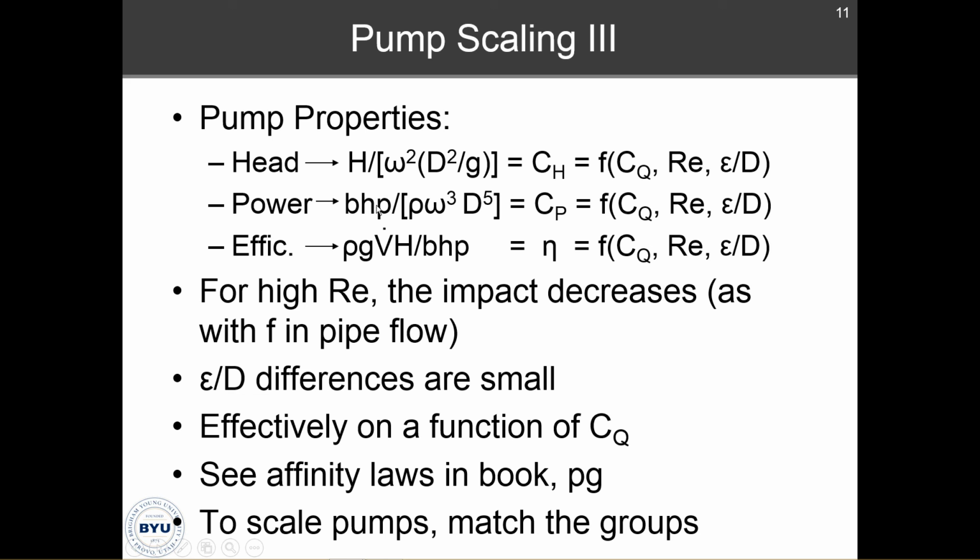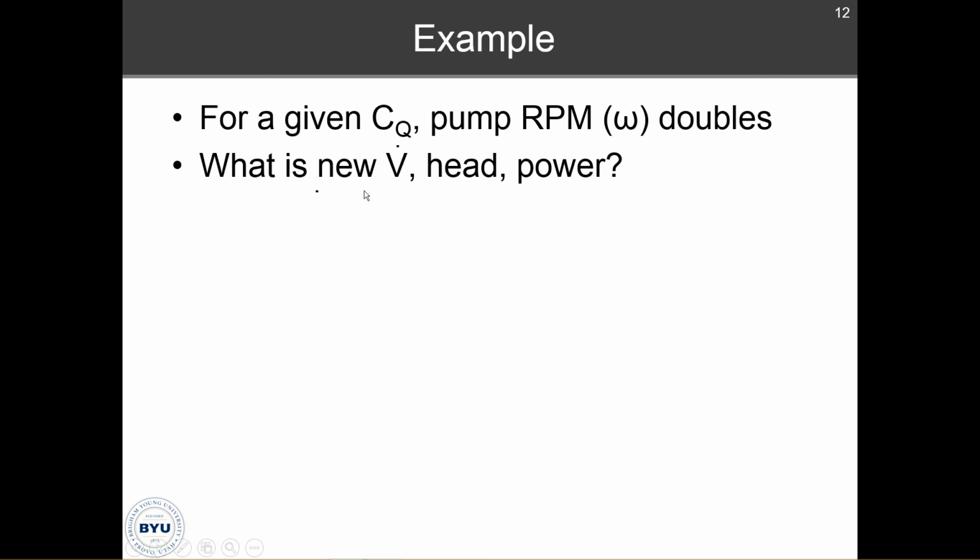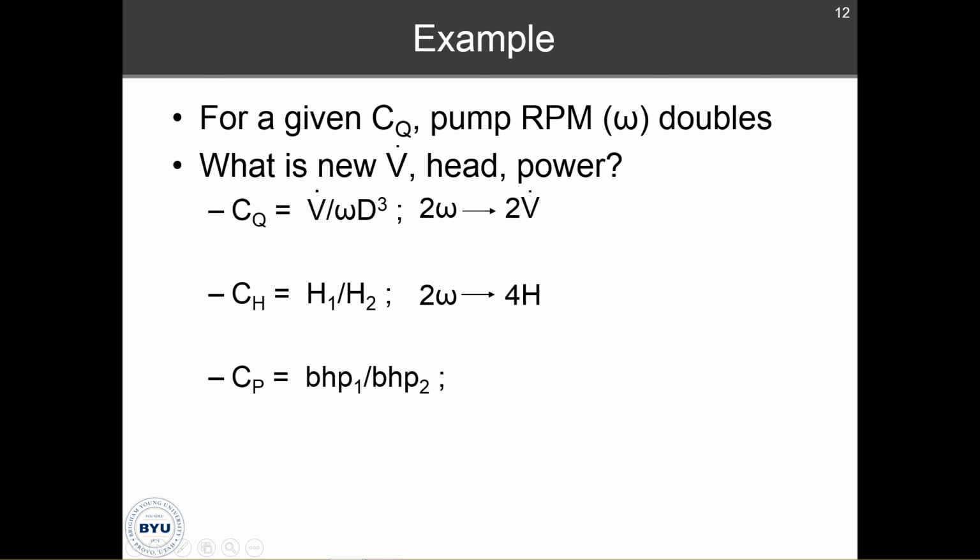So in order to maintain the same CP, we need to increase the brake horsepower by a factor of 2 to the third, or 8. So sure enough, as we compare the two brake horsepowers, to maintain the same coefficient of power, if the speed doubles, we need to increase the brake horsepower by a factor of 8.